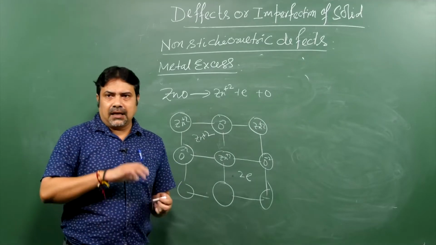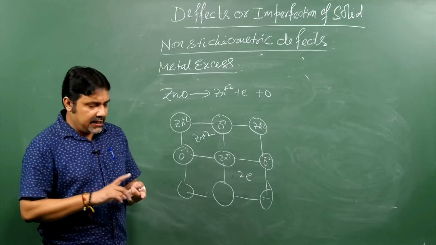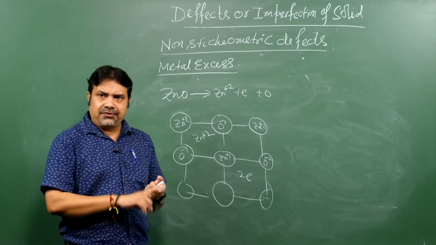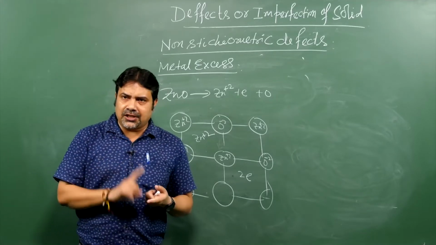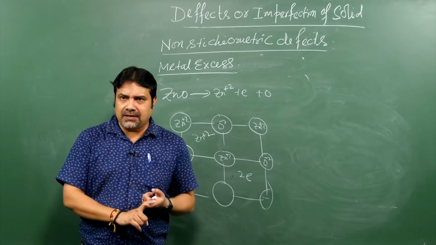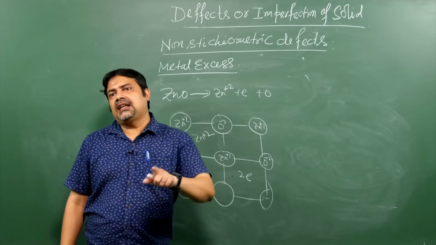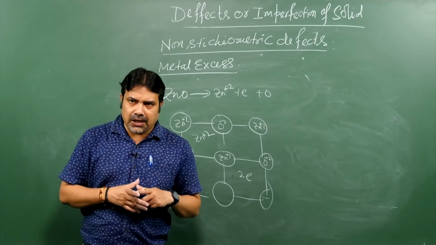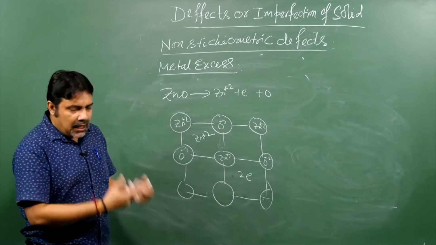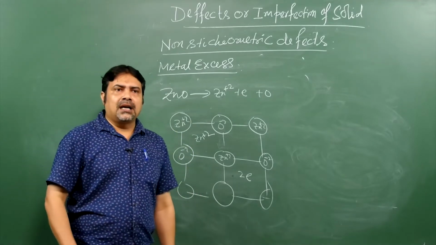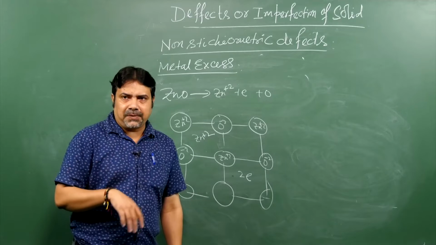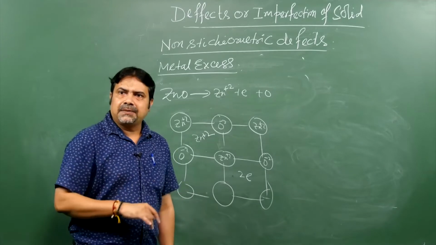So I explained the entire defects: stoichiometric defects, Schottky defects, Frenkel defects, impurity defects, non-stoichiometric defects, metal deficiency and metal excess defects, and F center. This is very, very important. So already we discussed. Now we are going to discuss the conducting property and magnetic properties of the solid, and then only this chapter will wind up.